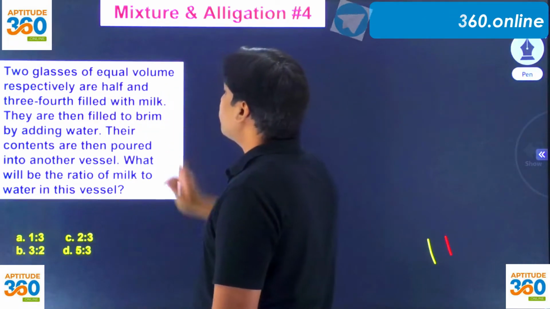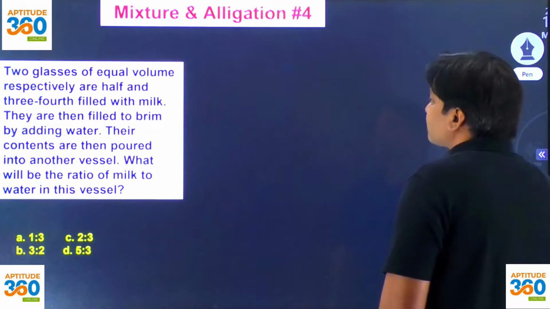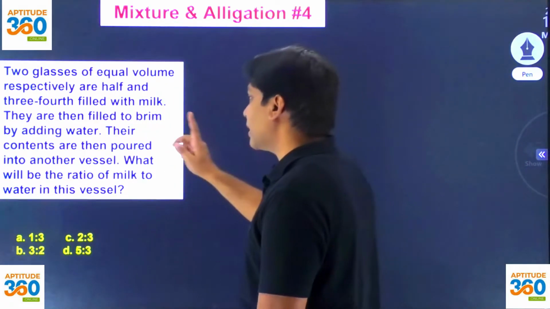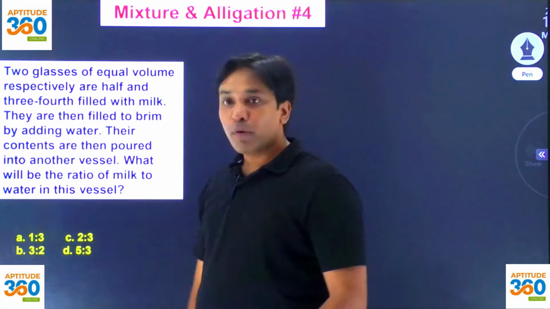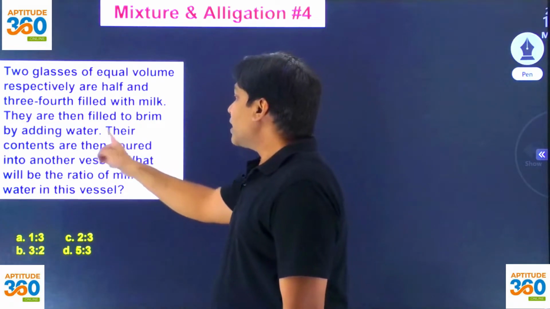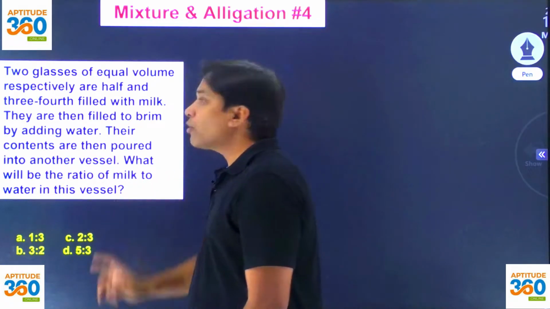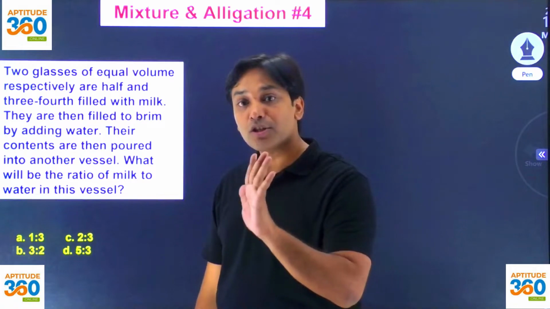2 glasses of equal volume respectively are half and 3/4 filled with milk. They are then filled to brim by adding water. यानी equal volume को mix किया जा रहा है. Their contents are then poured into another vessel. Now understand, this is the variety 1.